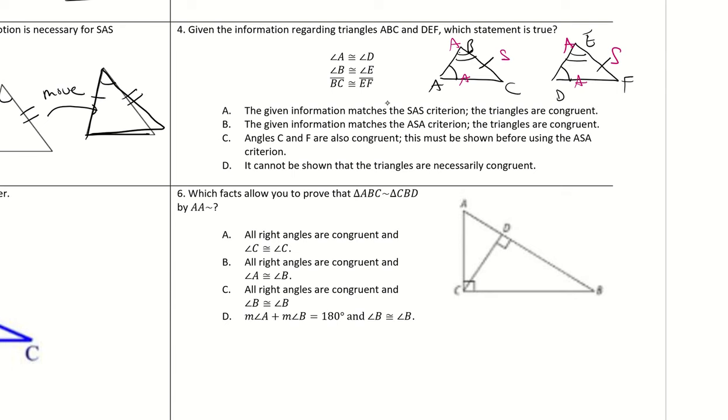All right, so the given information matches the SAS criterion, no. Given information matches the ASA criterion, no. Angles C and F are also congruent. This must be shown before using the ASA criterion, no. Hold on. I believe this is a typo. It should actually say AAS, not ASA. Let's check C just in case. I want to say that it's a typo, but let's actually check C. Angles C and F are also congruent. This must be shown before using the ASA criterion. So ASA. Okay, so let's see.